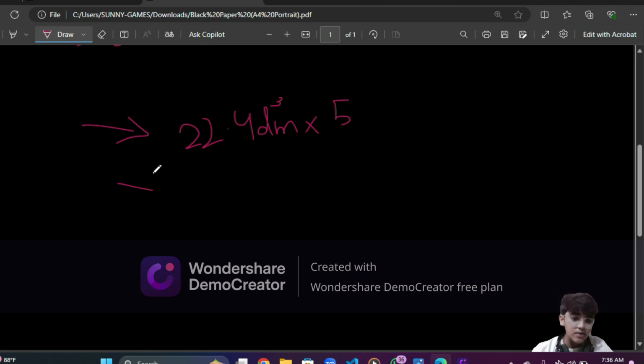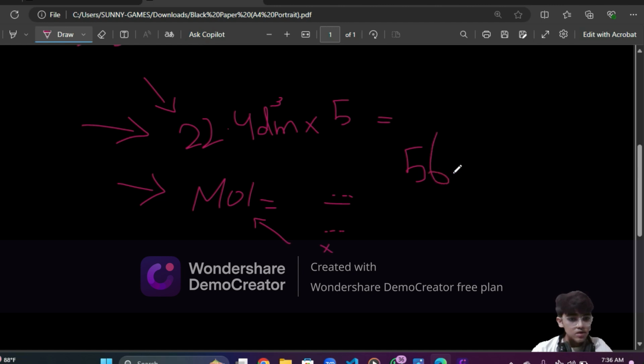If I do it alternatively in a short way, that will look like this. If I apply the formula here, moles equals given volume upon molar volume. So indirectly I'll multiply the molar volume with my given moles. That will give me roundabout 56 point something dm cube. That was it.